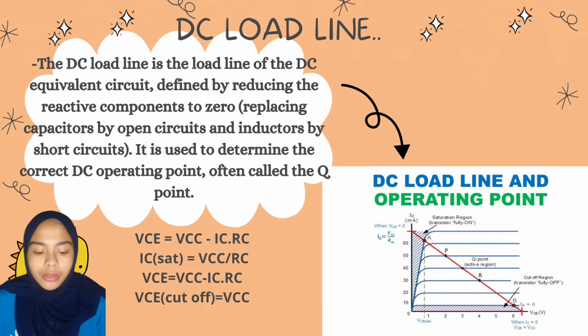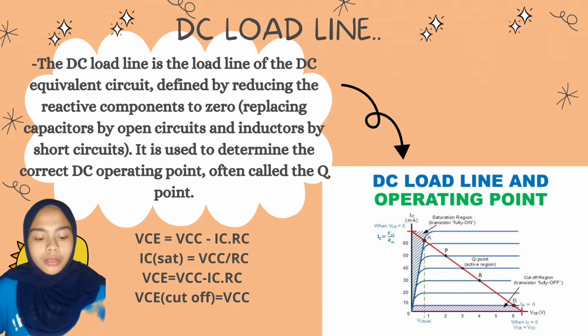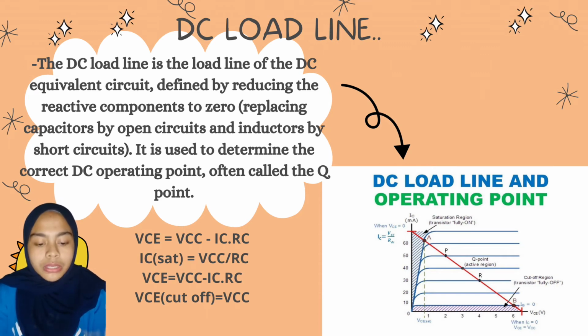For the DC load line, the DC load line is the load line of the DC equivalent circuit defined by reducing the reactive component to zero, replacing capacitors by open circuit and inductors by short circuit. It is used to determine the correct DC operating point, often called the Q point.